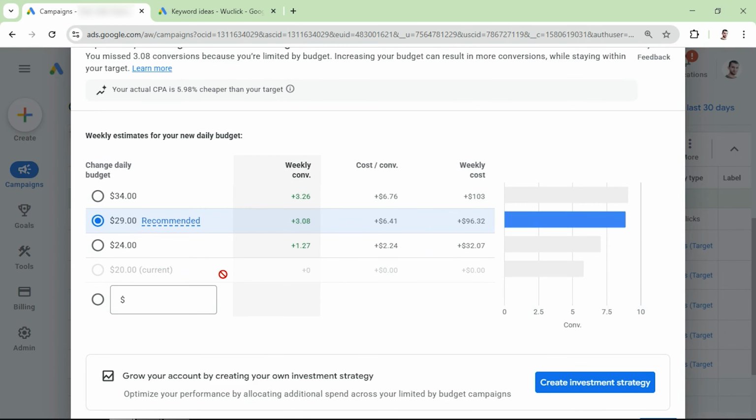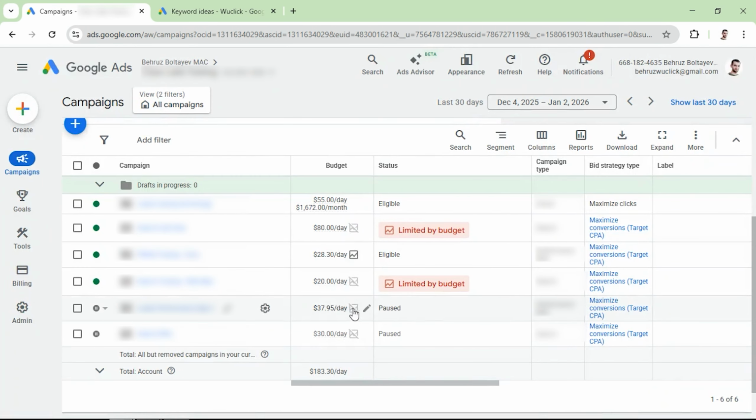But once you have increased that budget, and once it spends some time with more clicks, with more conversions, it might ask you to increase the budgets even more by saying limited by budget again. So with those kind of campaigns, I would suggest you to increase the budgets.